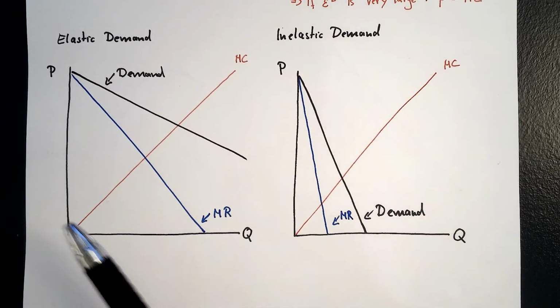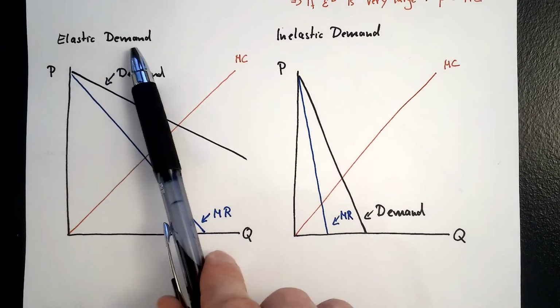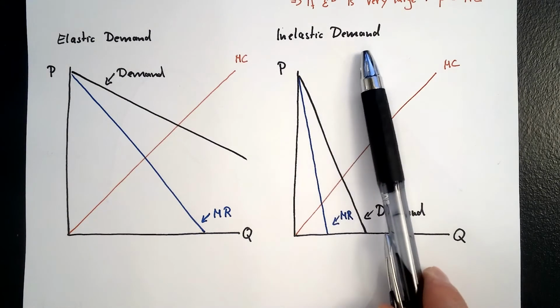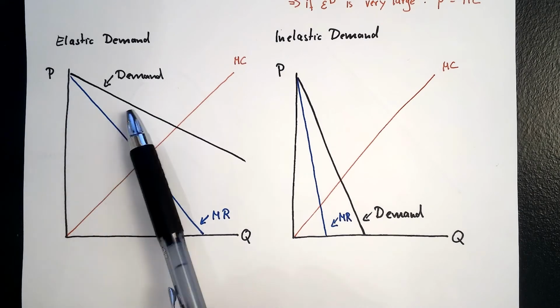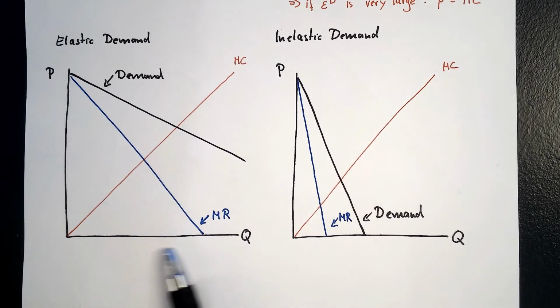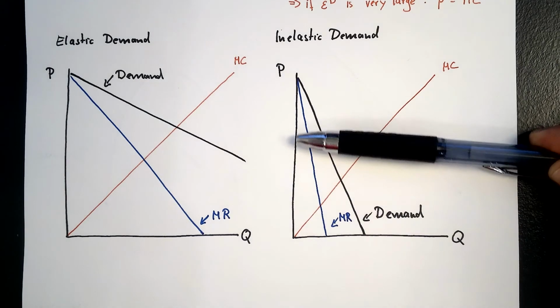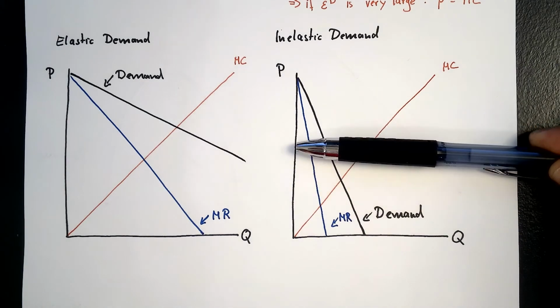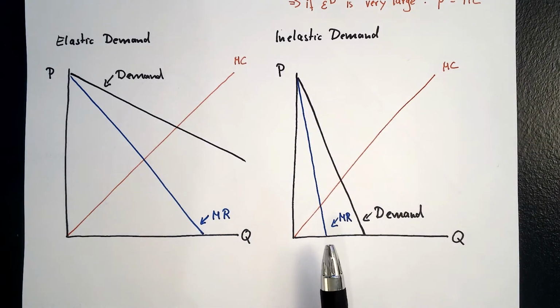Here I have drawn two graphs. One has an elastic demand and one has an inelastic demand. Elastic demand means that if the price changes by a little bit, then there's going to be a large change in the quantity demanded. Whereas inelastic demand means if there's a large change in price, then the quantity demanded is only going to change by a little bit, okay?